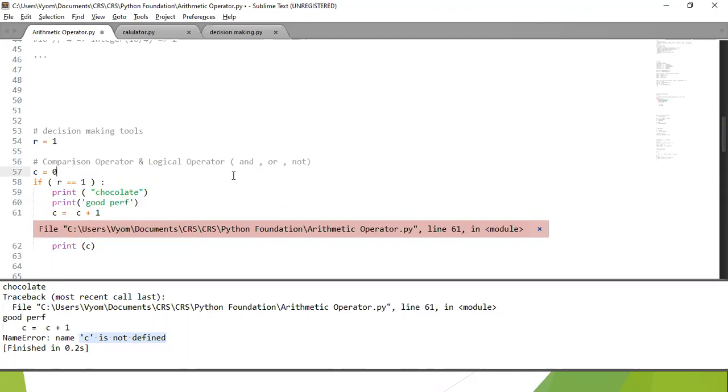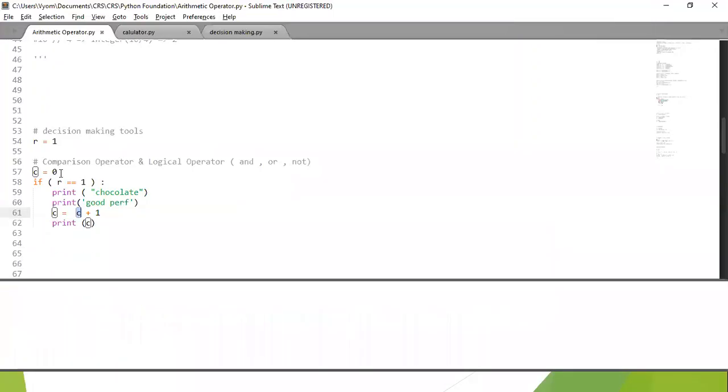This is a little advanced, but for those of you who didn't understand, don't worry. It's just that before using any variable, you have to define it. Otherwise, how will my interpreter know the value of C? So now when I execute this, I won't get any error. Because this condition was true, the chocolate, good performance, gets printed. Then C equals C plus 1 gets executed and it prints the value of C, which was initially 0, now 1. Clear to everybody?